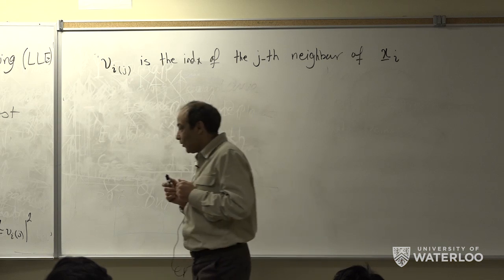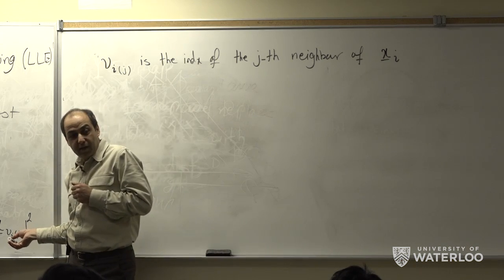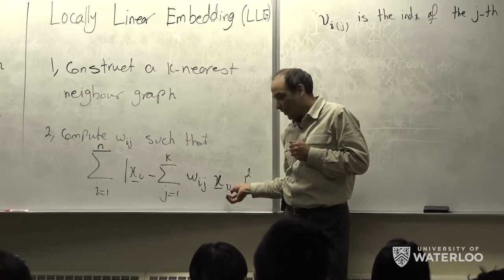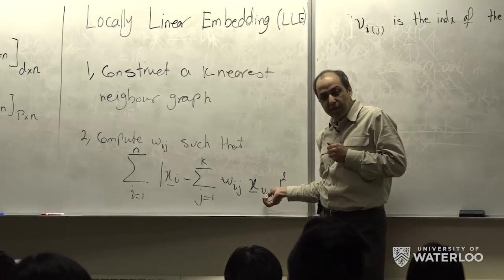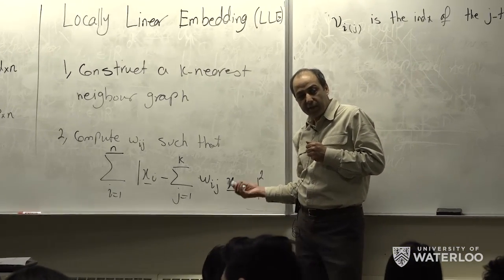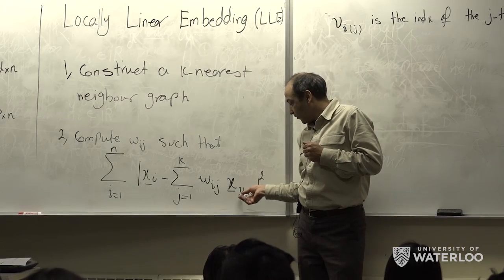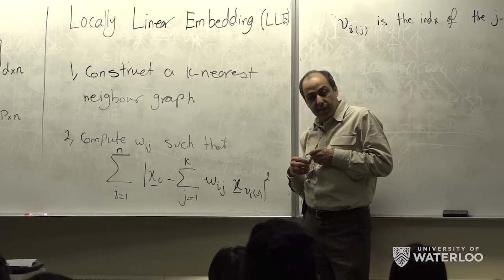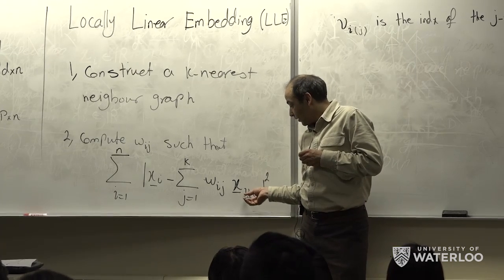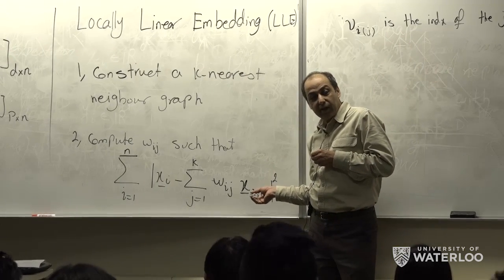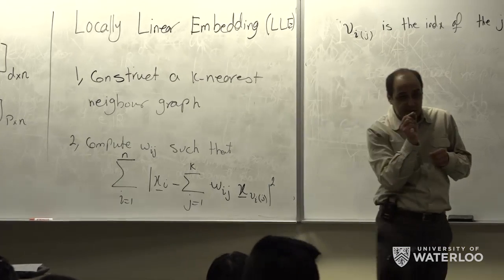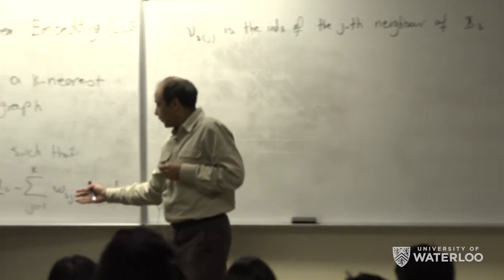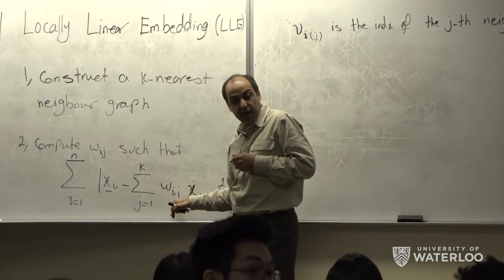It depends on how you define it. J is indices of neighbors of xi. V shows neighbors of x, so x_Vij is the neighbor of point xi. And J indicates which neighbor; we have k of them. So this J goes from 1 to k, and you have k of W.